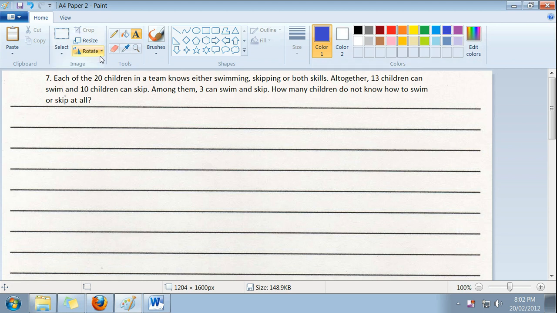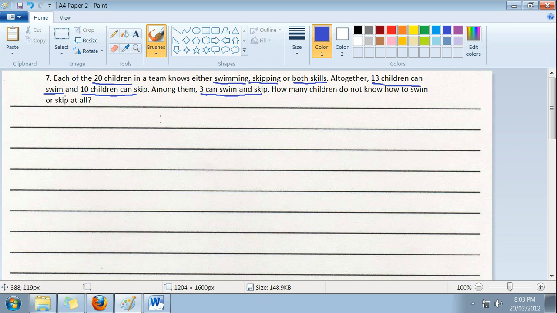Alright. So we know that there's 20 children in a team. And they know either swimming, skipping, or they can do both. So in other words, they can swim and skip. Altogether, 13 children can swim, 10 can skip, and among them, 3 can swim and skip. Okay? How many children do not know how to swim or skip at all?